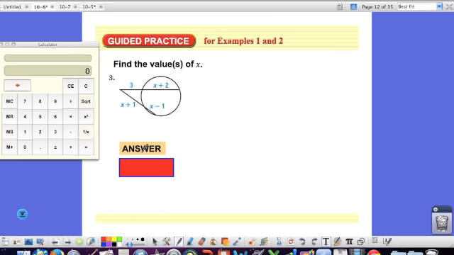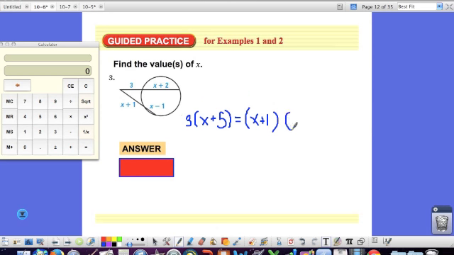And the next problem, this is an external one. That means that 3 times the entire length here, which is 3 plus x plus 2, which is x plus 5, equals, okay, in this case, the external segment is x plus 1. And I have to multiply that by the length. So I add those two together.